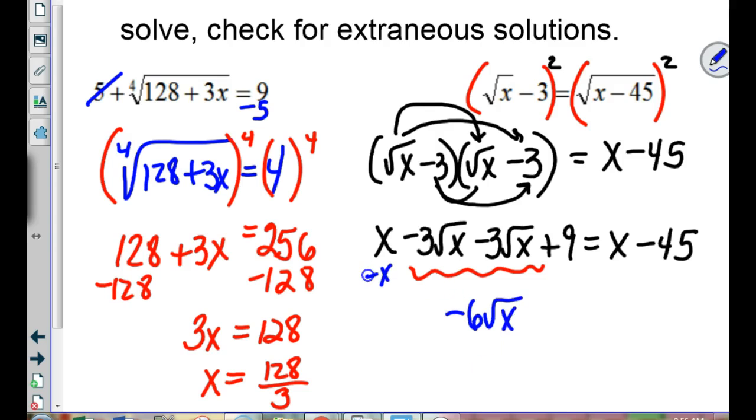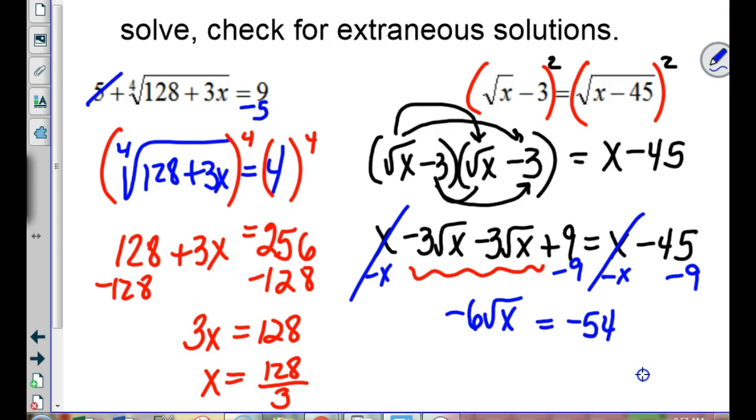Okay, can I subtract an x from each side? What'll happen? Yeah, that term is gone. If I subtract 9 over here, I get, I think, negative 54, isn't it? Because it was a negative 45 minus 9 more. All right. What are we going to do next?